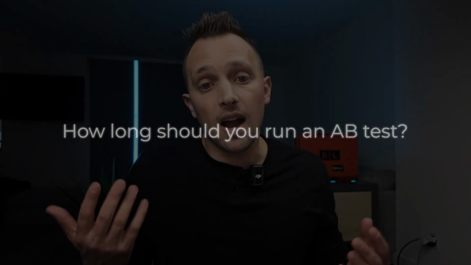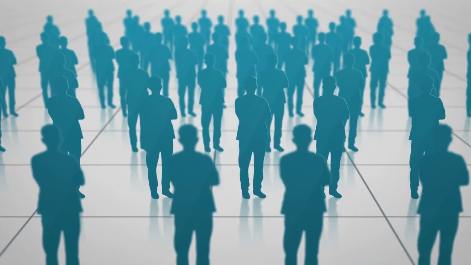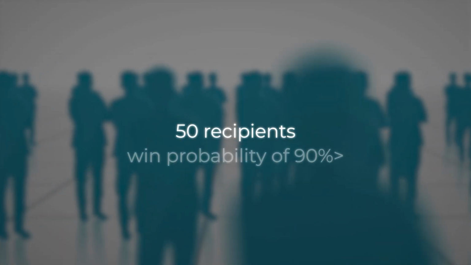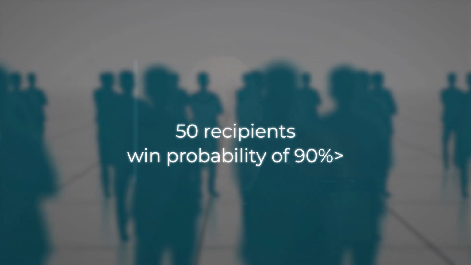How long should you run an A/B test for? Typically 5 to 8 weeks is ideal depending on your list size and send frequency. This duration ensures you're gathering enough data to make informed decisions. In Klaviyo, when it comes to campaigns, each variation should be sent to at least 50 recipients with a win probability of 90% or higher to actually give you quantifiable results.